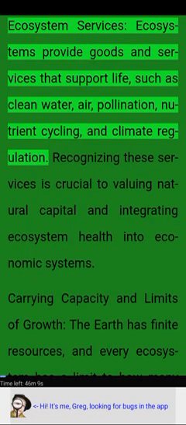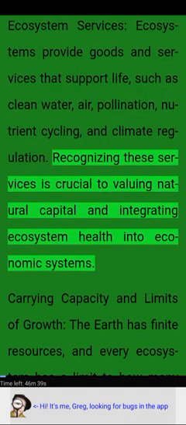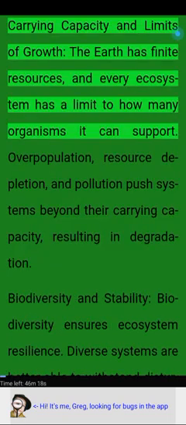Ecosystem services. Ecosystems provide goods and services that support life, such as clean water, air, pollination, nutrient cycling, and climate regulation. Recognizing these services is crucial to valuing natural capital and integrating ecosystem health into economic systems.